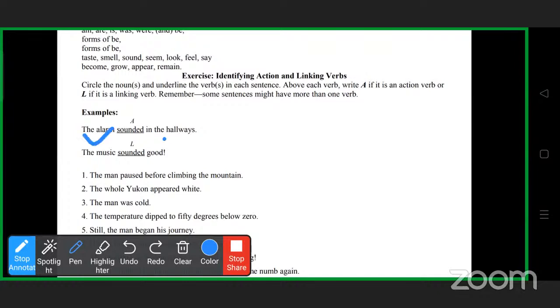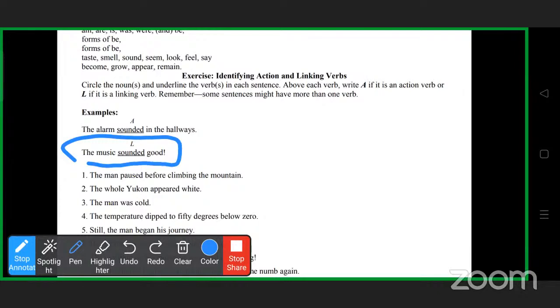The alarm sounded in the hallway. Like for example, if we say that, like identifying action or the linking verbs, you have to find it out. Very simple one. Sounded. If the alarm sounded in the hallway, so there is action. In that case, there is a lot of sound that occurs. Or the music sounded good. There is a difference. The music sounded good. So music has a natural phenomenon to be sounded, but the alarm is going to be clicked first and then it is going to be done, like that.